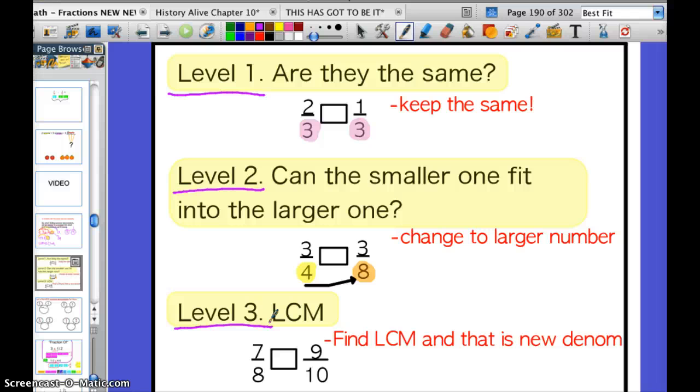So level 1 fractions, like the ones you see, 2/3 and 1/3, are level 1 because the denominators are the same, and we do not need to act upon this at all.